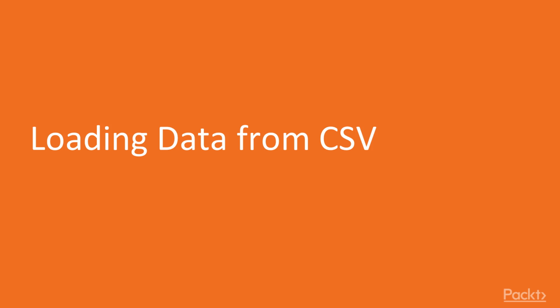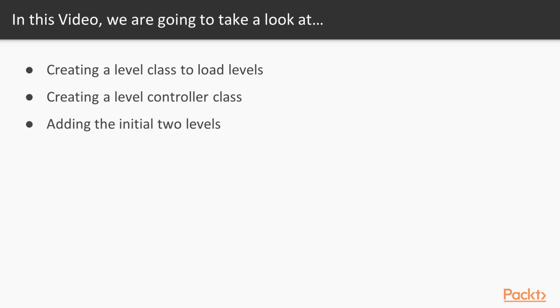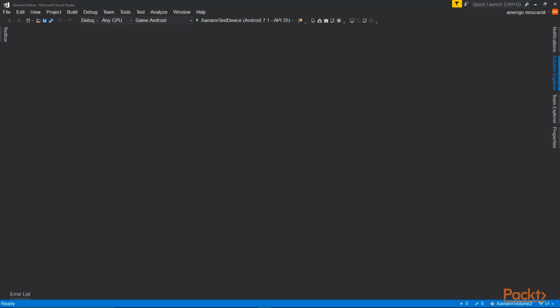This video is titled Loading Data from CSV. In this video we're going to look at creating a level class and loading the data for the level from a CSV file. For our game it's unfeasible to create every element through code and it will be very messy, so we're going to implement the ability to load levels using data in a CSV file.